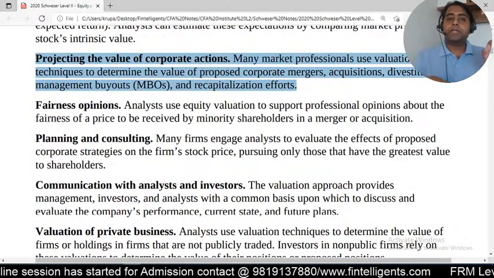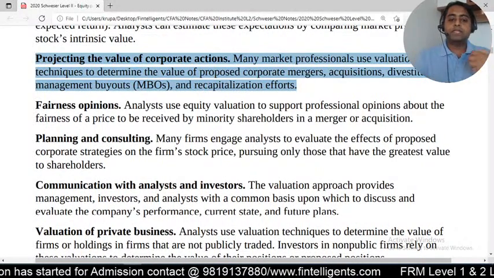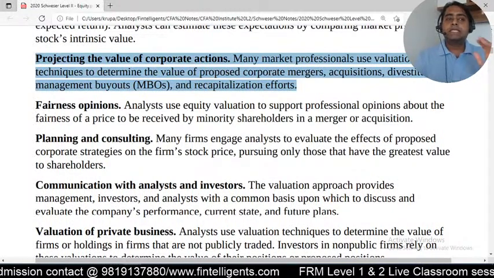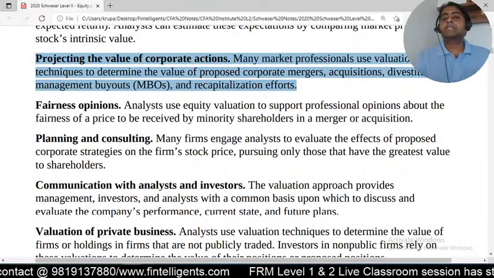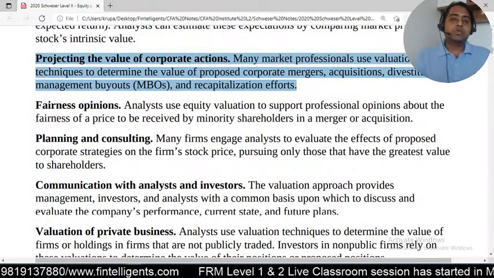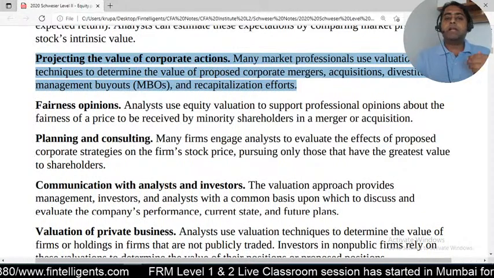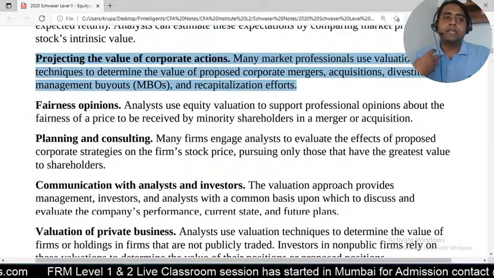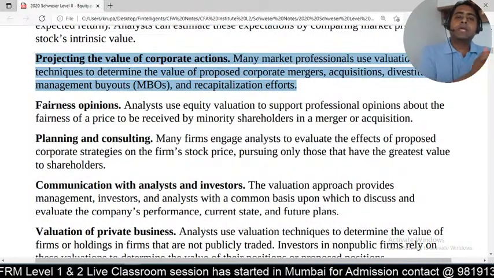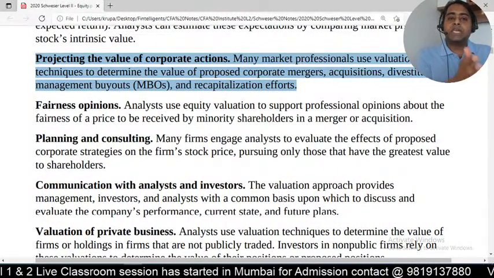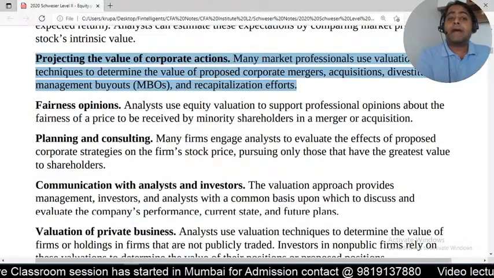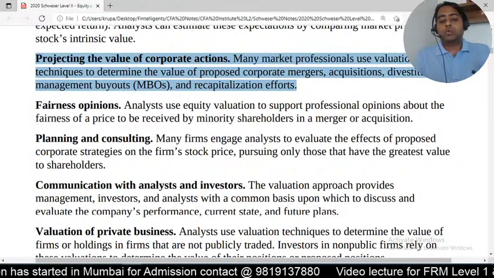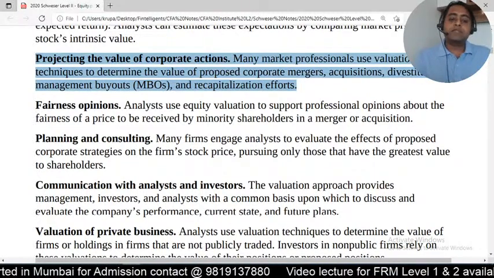Next point, fairness opinion, mark this as star. The reason I am highlighting this is because whenever a merger and acquisition happens, generally the majority stakeholders take a decision. The minority stakeholders, who have a very small percentage of shares, might not get an opportunity to put their points. So if you are a research analyst, you can also calculate the value of the equity keeping in mind the minority shareholders. That is called a fairness opinion.